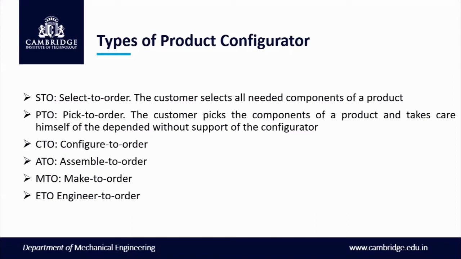These are the different processes which are to be activated, converted, and known in terms of the different types of product configuration. Remember, this is very important information: STO, PTO, CTO, ATO, MTO, and then ETO.